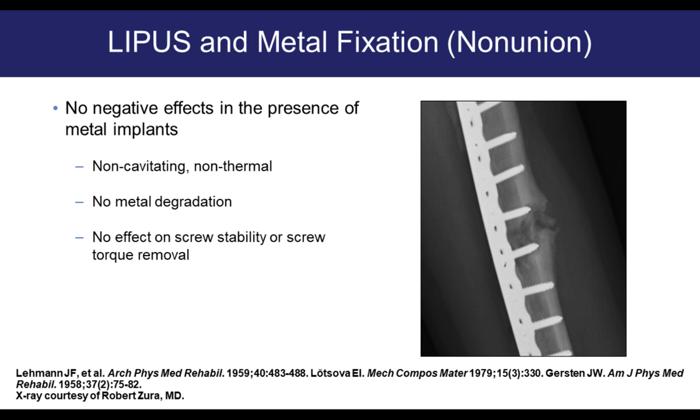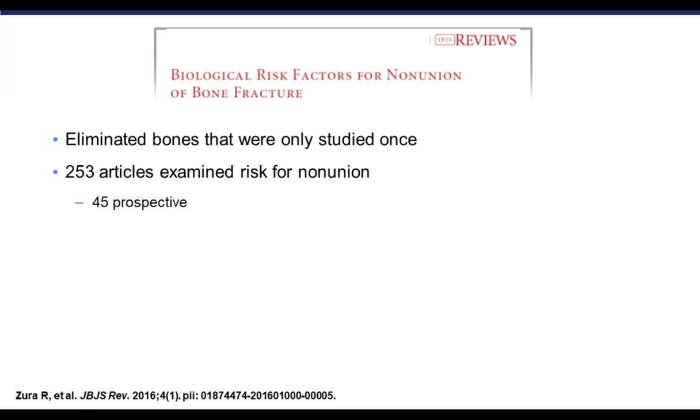So what did we find? We eliminated bones that were only studied once. I didn't think there was enough literature to know about that particular bone. And 253 of the articles examined the risk for non-union. 45 of those were prospective, and we'll talk about that again.